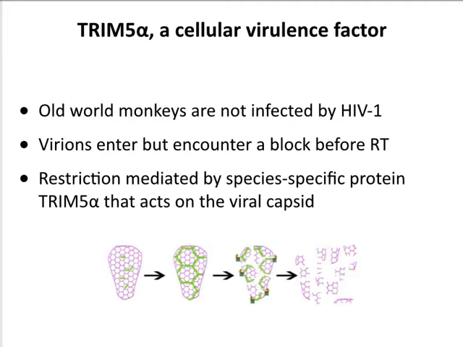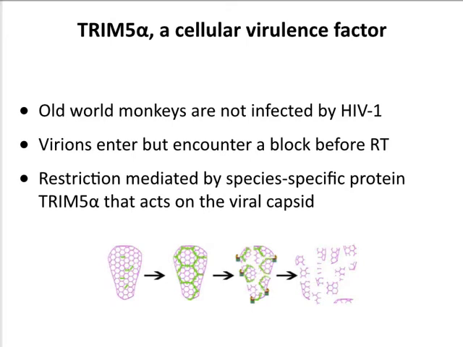Now, old world monkeys can't be infected with HIV. As we'll see later, HIV emerged or evolved from SIV, simian immunodeficiency virus, and that's what these old world monkeys have. They can be infected by SIV, but not HIV. And the reason they're not infected is because of this protein TRIM5-alpha. When the viruses infect cells, the TRIM5 protein binds to the capsid and degrades it before its DNA can be made by reverse transcription. All right, so this TRIM5-alpha blocks old world monkeys from being infected by HIV-1. But it does not block SIV from infecting these animals. So the natural pathogen of old world monkeys, SIV, can infect them because it's evolved to escape TRIM5-alpha restriction.